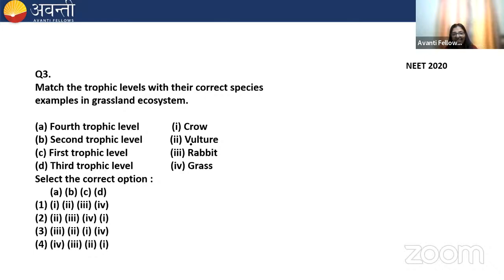Moving next, match the trophic level with the correct species example in a grassland ecosystem. A is the fourth trophic level, B is second trophic level, C is first trophic level, D is third trophic level. And here crow is given, vulture is given, rabbit is given, and grass is given. Very good, Gauri. Very good, Shushant.